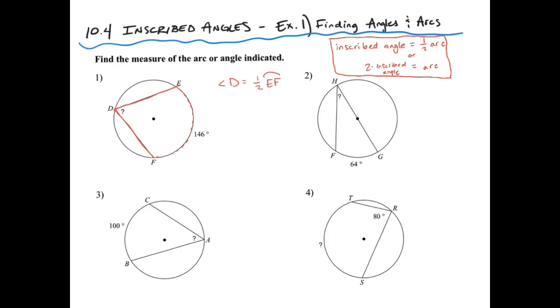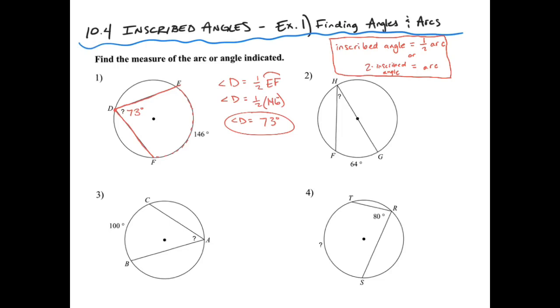All right, I'm just writing this one out so you can get in the groove of what we're doing here. So angle D is equal to half of the 146 degrees. And half of 146, I think it's like 73. So angle D must be 73 degrees. That's how we do it. It's half of that intercepted arc.